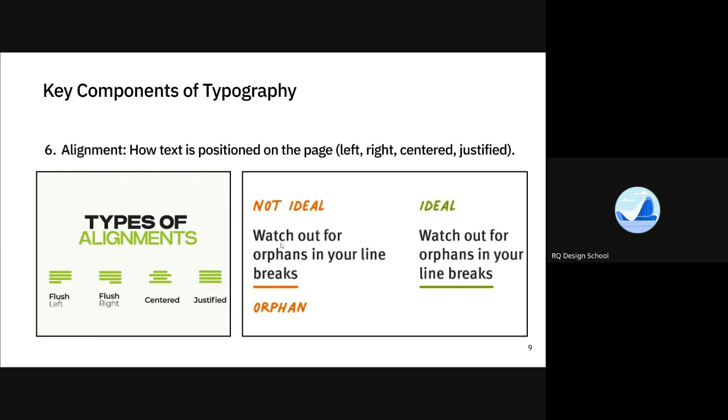If you align a text and it's having one word at the last, it's called an orphan, which is not a very good way to align text. So make sure that it has at least two words, which is the ideal way.